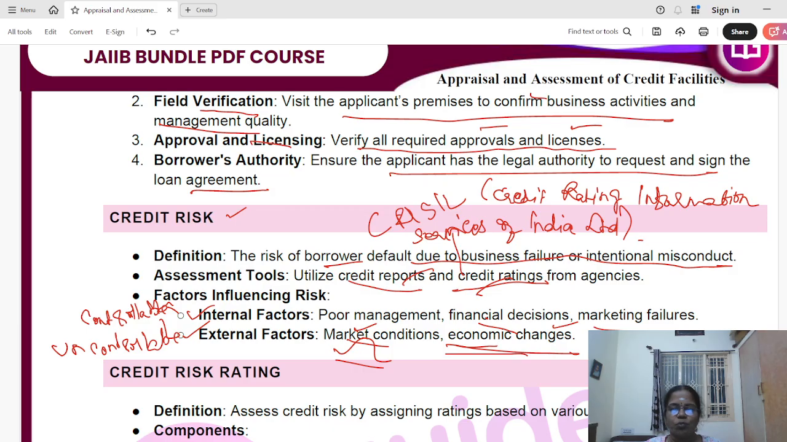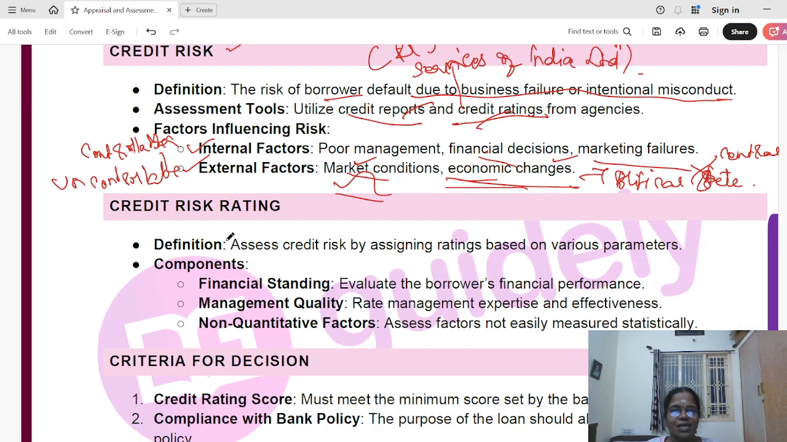Then economic changes. If there are any political and economic changes, at the central as well as the state level, they will impact the borrower's business. They have to consider whether external factors are associated with the risk. External factors we can't control, but internal factors are in our hand and we can control them. They have to clearly identify these before sanctioning the loan.